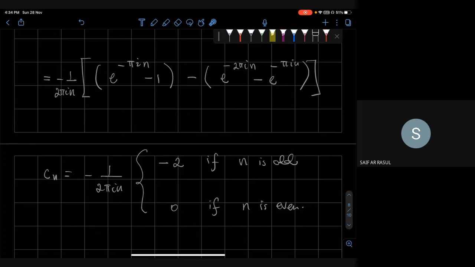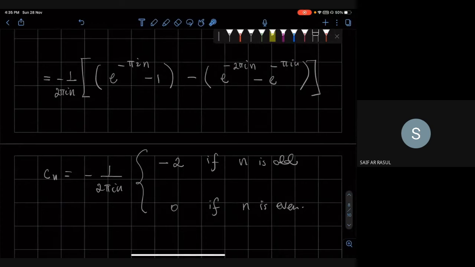Hang on, did I make a mistake? Yeah, I think so. Hang on. Oh yeah, sorry. So this is -2. This is +1. This is +1, and this is, if n is odd, this is -1, right? So -1, minus this minus gives me +1, and when n is odd, this is +1. So this is 2, right?